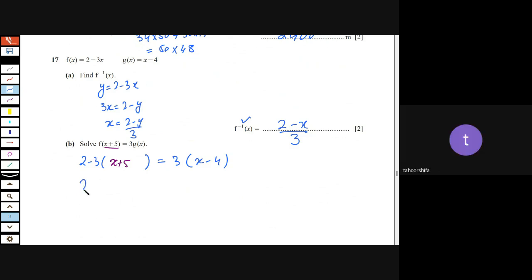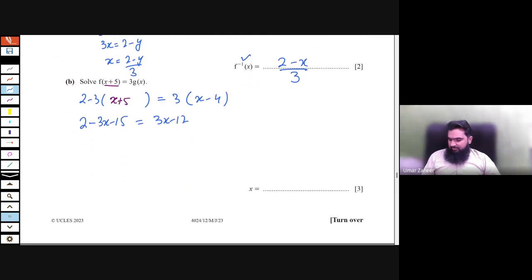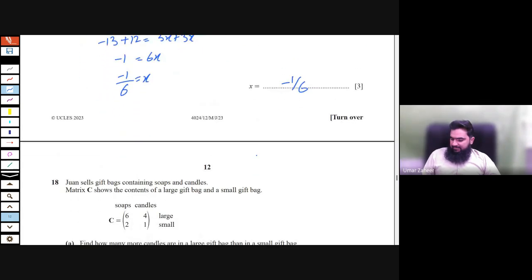Now 2 minus 3x minus 15 is equal to 3x minus 12. Take 3x to one side, it will be minus 13 plus 12 is equal to 3x plus 3x. That will be minus 1 is equal to 6x. Minus 1 over 6 is equal to x. So the final answer is minus 1 divided by 6.